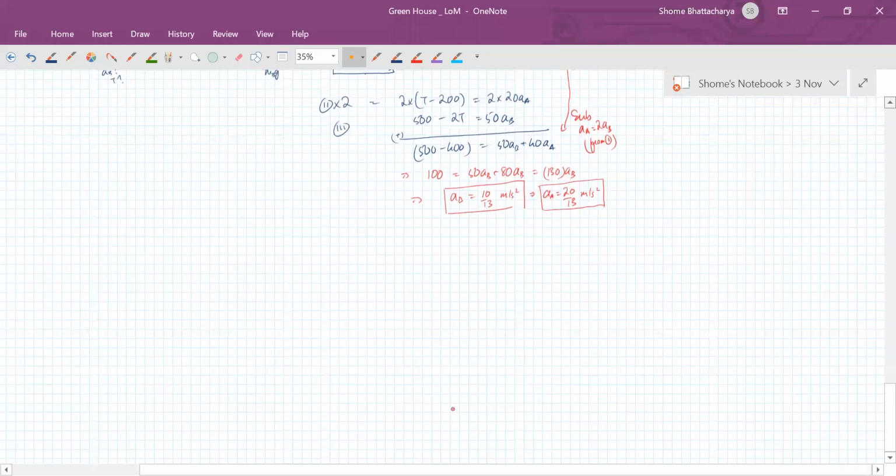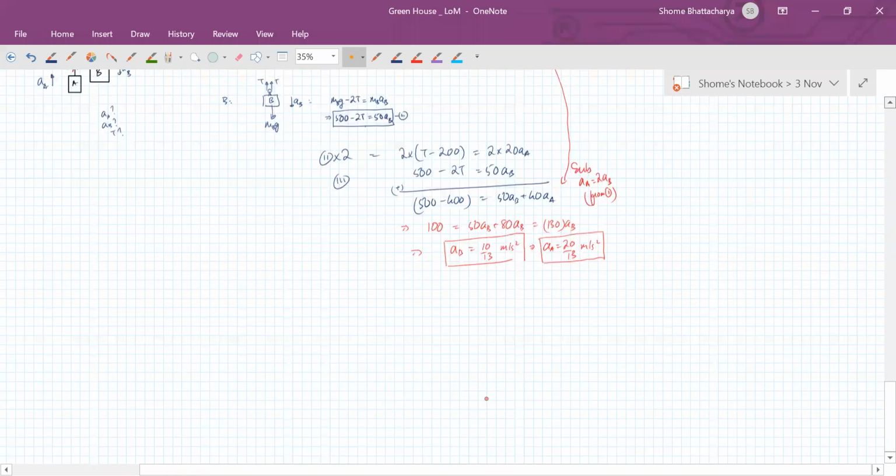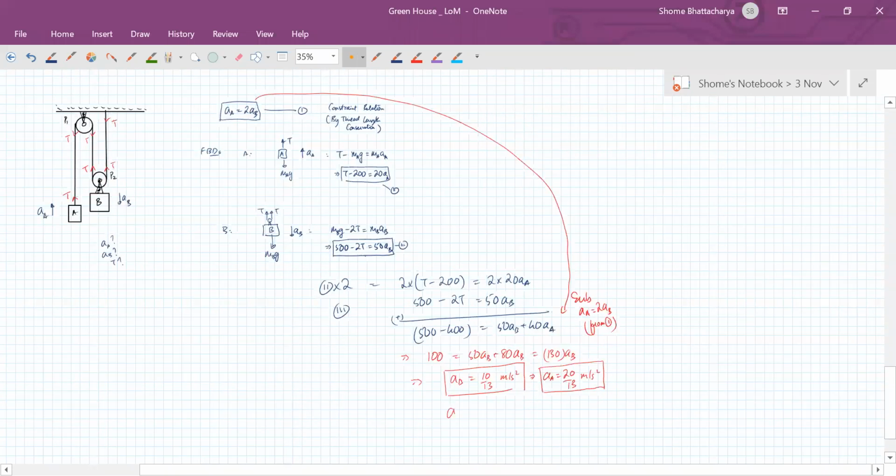But if you want, you can solve it further as a decimal. So it will be 0.77 almost. And acceleration of A will therefore be double of this, so 1.54 approximately. These will be your answers.